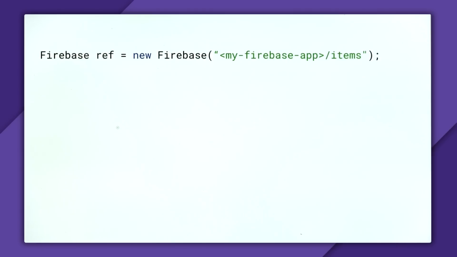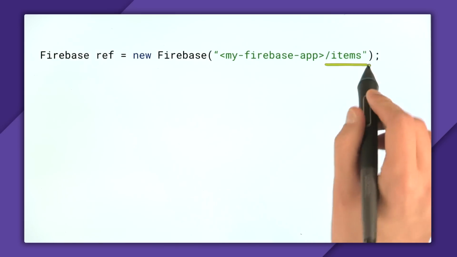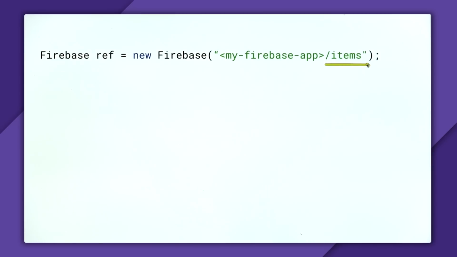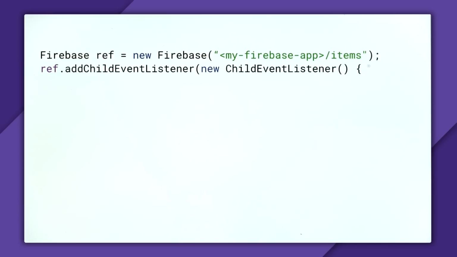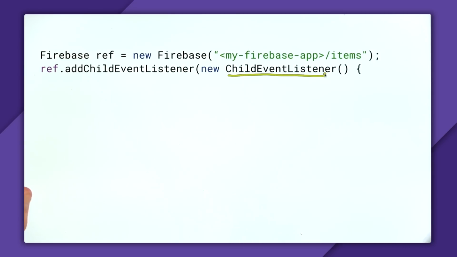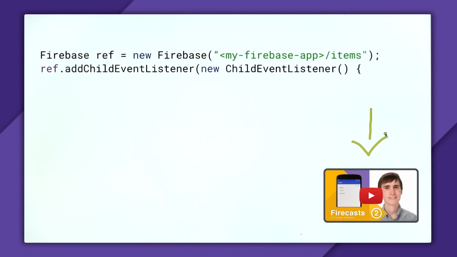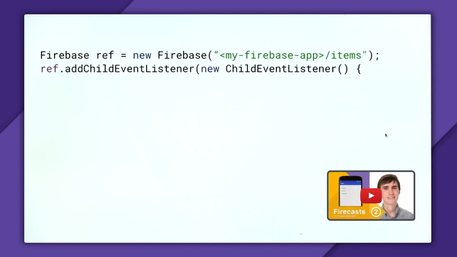To bind a list view using Firebase, you first need to create a Firebase reference to a list of data. Right here, I'm pointing to /items, which is a list of items. Then you create a child event listener to listen to granular child events. And if you want more details about events, check out my previous video, which covers them in detail.